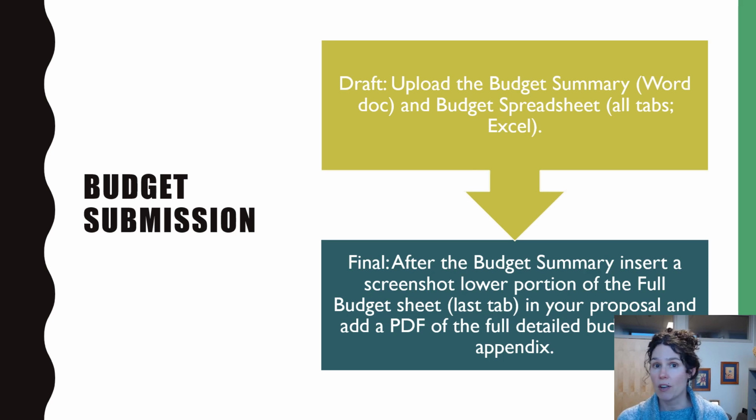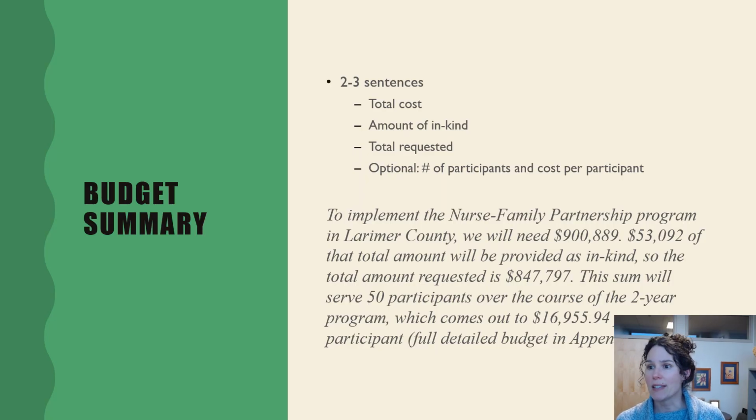When you submit your final, there's a different process where you're going to insert a screenshot of your full budget sheet into the proposal right under your budget summary, and then a full detailed budget as an appendix. You can see this in the sample proposals. If you glance at a sample proposal, the budget summary is basically some introductory sentences before you put in your total budget into your grant proposal.